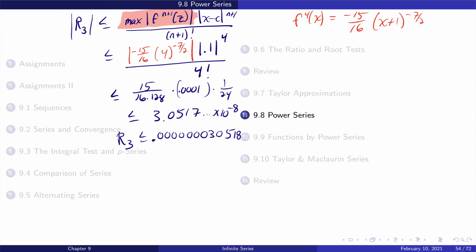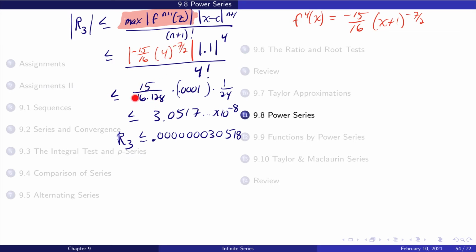But anyway, what's happening is now that I've figured out that the quantity is maximized when I plug in 3 into my fourth derivative, 3 plus 1 is 4, the absolute value of negative 15/16 times 4 raised to the negative 7/2. 4 raised to the negative 7/2: the square root of 4 is 2, 2 raised to the 7th is 128. And negative exponent means move it downstairs.